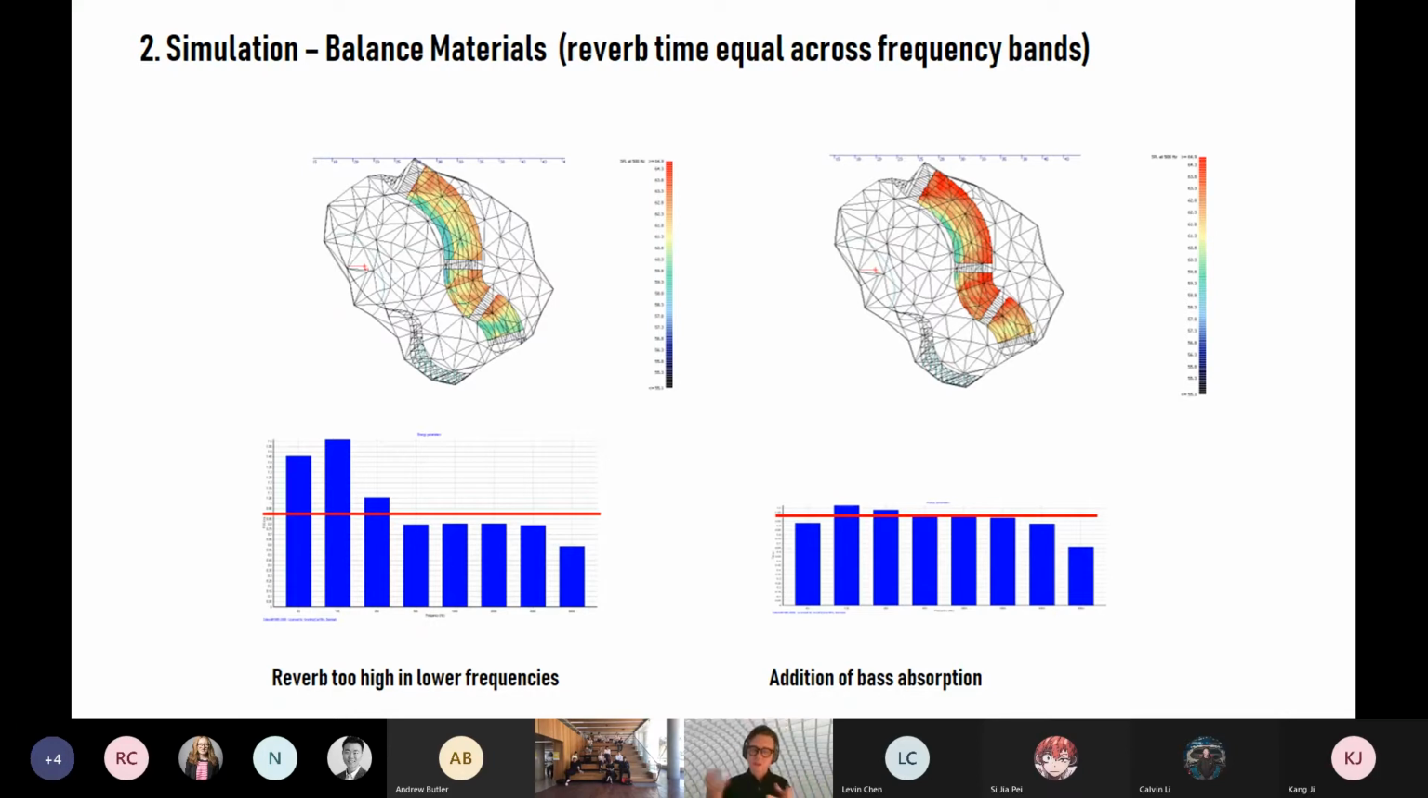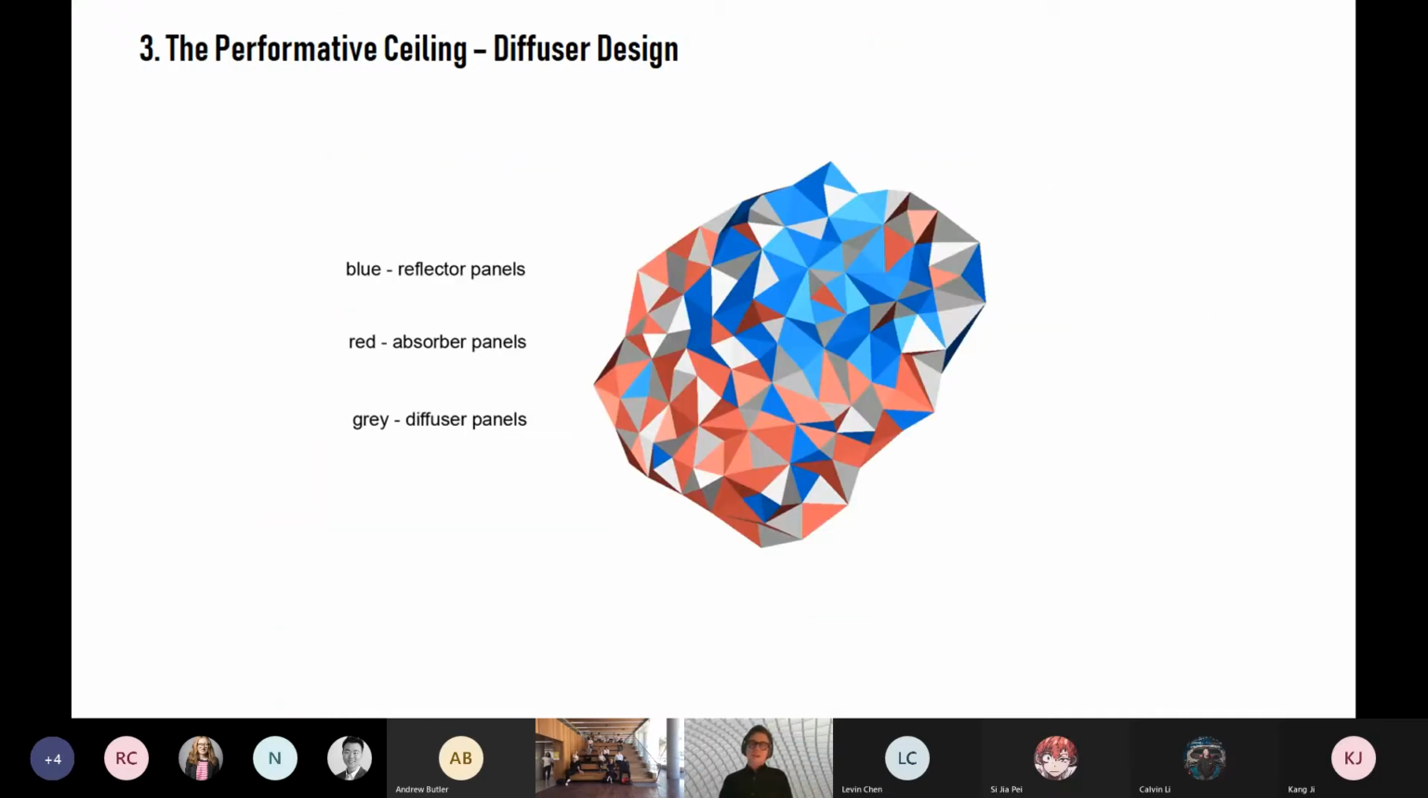These are the processes that you would need to do as a designer in order to begin to understand and tune the acoustic performance of your space. The first concept, understand the big concept in terms of acoustics. Number two, set some performance criteria. Number three, have an appropriate model, do some simulations, and then balance the geometry and the materials to achieve your performance goals. The other aspect to this project was this performative ceiling.